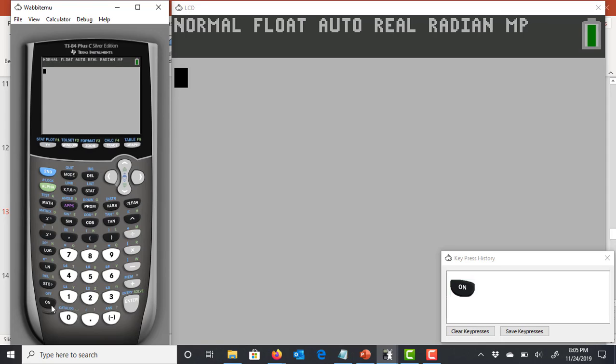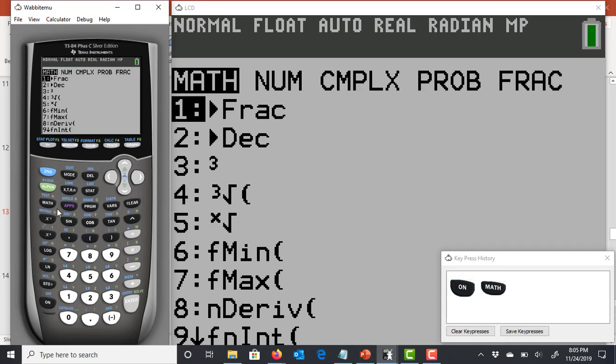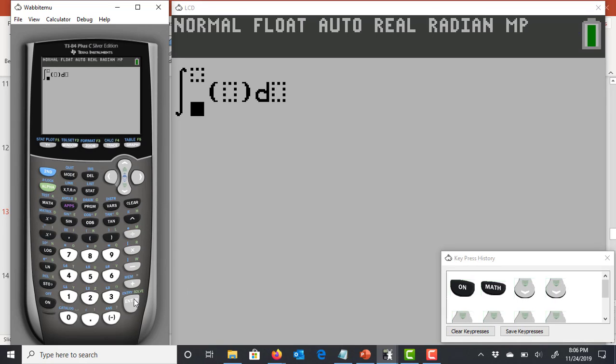So, in order to calculate these on a graphing calculator such as the TI-84 Plus C, we could go to where it says math here and go all the way down to number 9. That's the one that says fnInt, function integral. And then here we could type in the integral that we want.